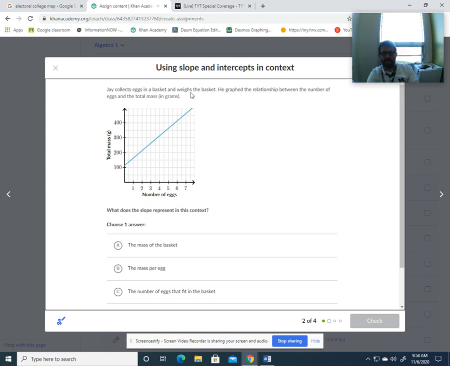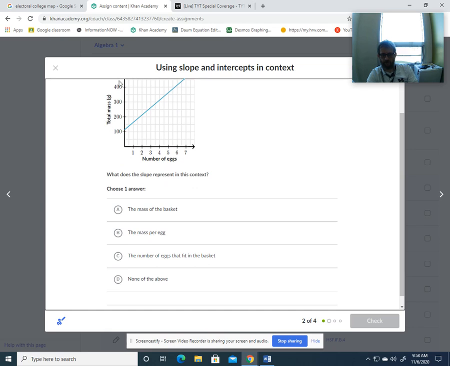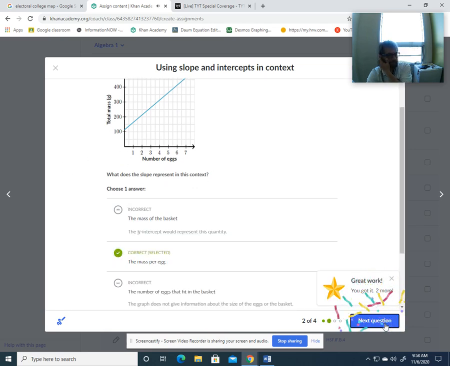Jay collects eggs in a basket and weighs the basket. He graphed the relationship between the number of eggs and the total mass. What does the slope represent? Well, the slope represents the change in weight per egg. They're doing mass, so mass per egg. Vertical change to horizontal. Mass per egg.